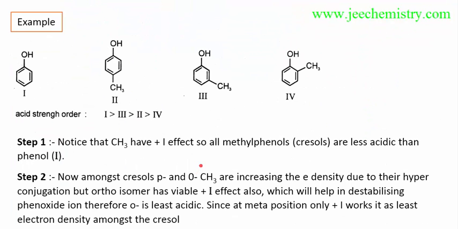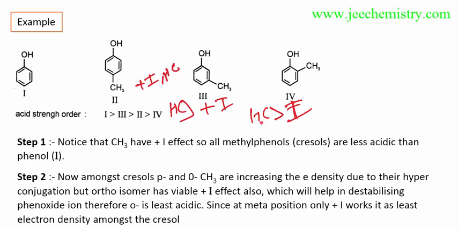Now I will solve more and more examples. This is CH3, a group with plus I effect and hyperconjugation. Hyperconjugation has higher priority than the plus I effect. But in this compound, at the meta position only the I effect is acting, not hyperconjugation. This is the ortho position, this is the meta position, this is the para position. At the meta position only the plus I effect is acting.